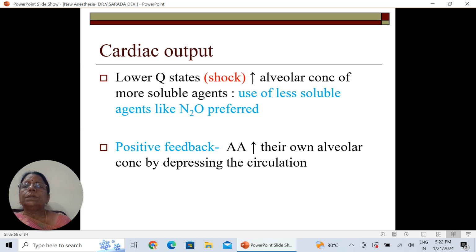Low cardiac output states like shock increase the alveolar concentration of more soluble agents. So use of less soluble agents like nitrous oxide is preferred. There is positive feedback: anesthetic agents increase their own alveolar concentration by depressing the circulation. So lower cardiac output states increase the alveolar concentration of more soluble agents, and anesthetic agents increase their own alveolar concentration by reducing the circulation.